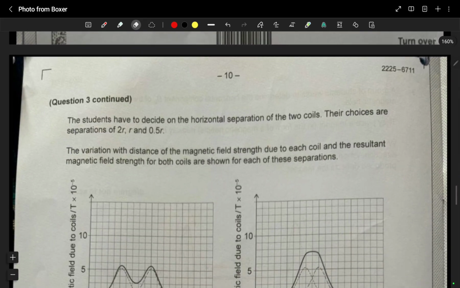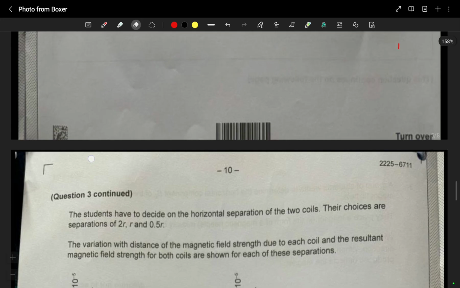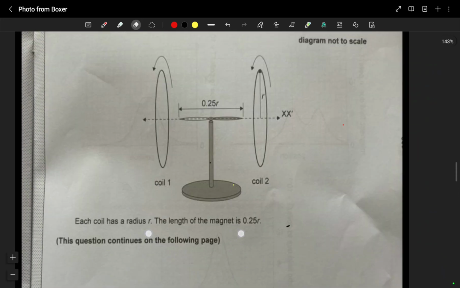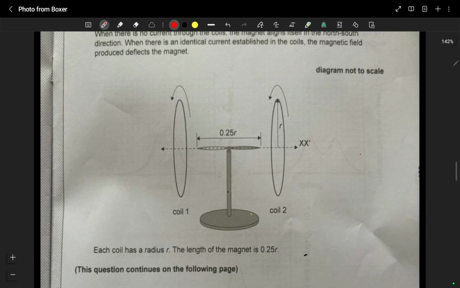Now let us read the question. The student has to decide on the horizontal separation of two coils. Their choices are separations of 2r, r and 0.5r. They are talking about this distance. You can see there is some separation between both the coils. The student has to decide what separation to take. The three options are r, 0.5r, and 2r.